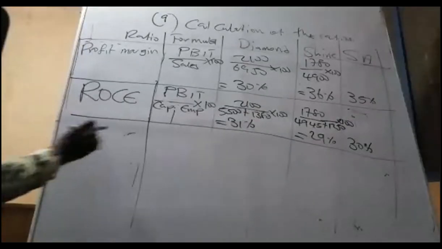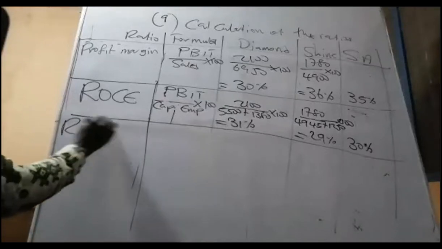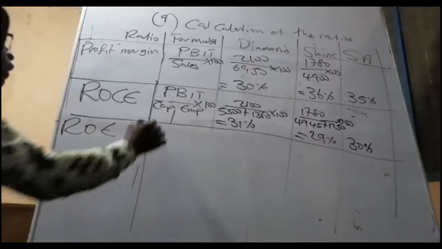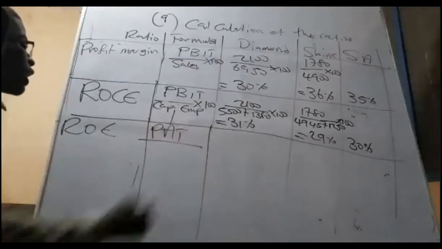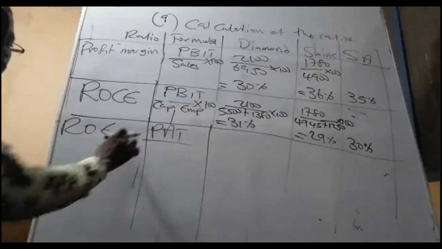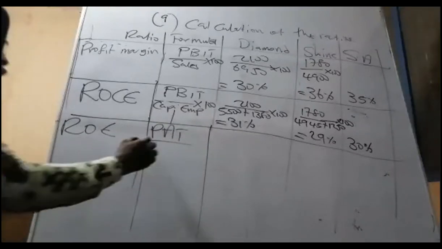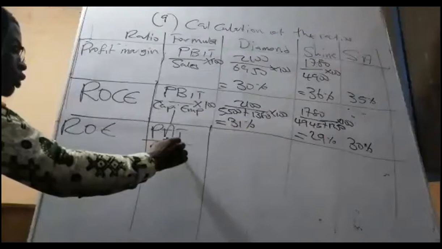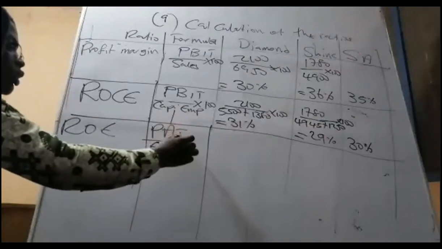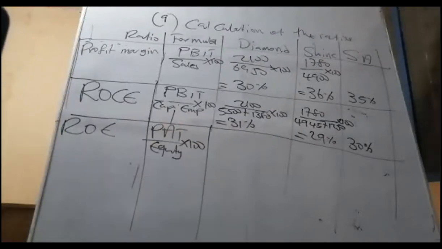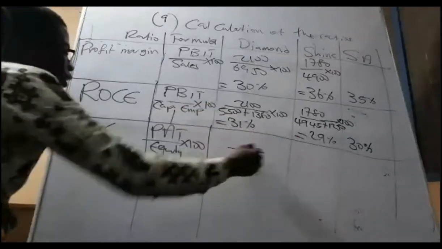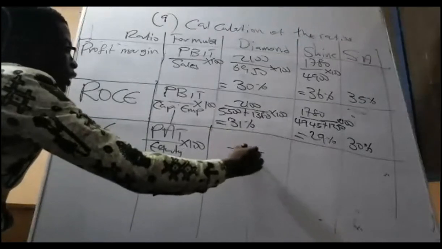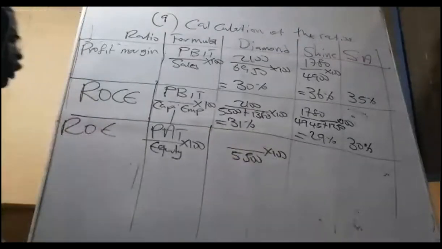Return on equity, the ROI, is return on equity. It is profit after tax, all divided by equity, times 100. That's all. I know equity to be 5,500, so I'll record it first. 5,500 here times 100. So when I go to the question, I only look for profit after tax.